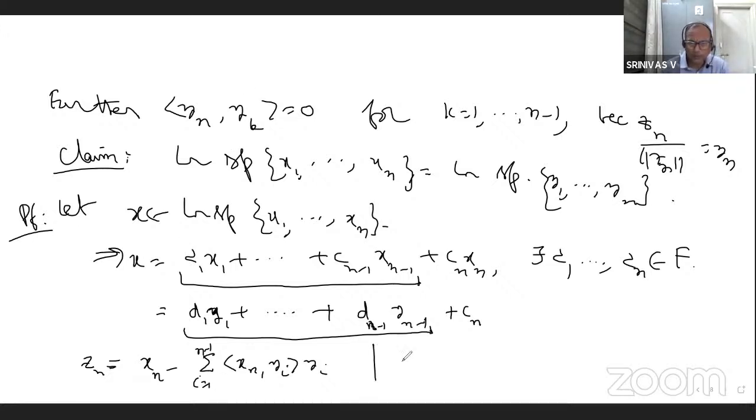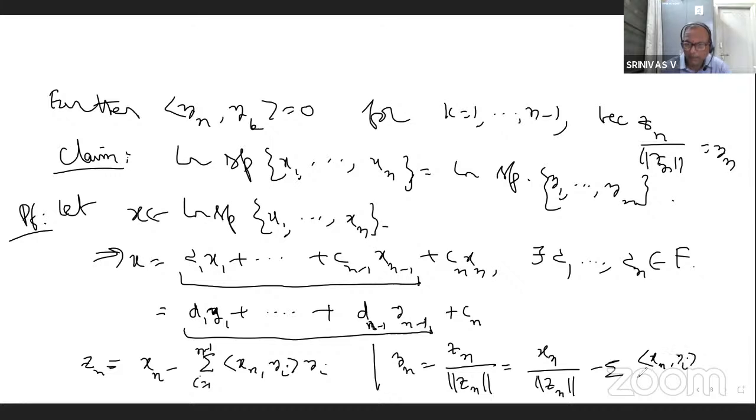So from here, you can write yn equal to Zn by norm Zn, and this is xn by norm Zn minus sigma, this is a scalar, xn comma yi by norm Zn into yi, where i equal to 1 to n minus 1. Okay, right? These are a linear combination of y1 up to yn minus 1. This can be taken to the other side. So your xn by norm Zn becomes a linear combination of y1 up to yn. So xn becomes a linear combination of y1 up to yn.